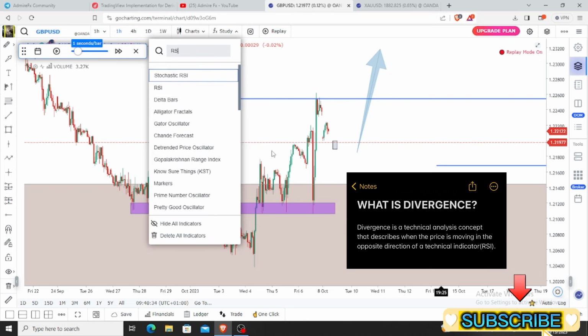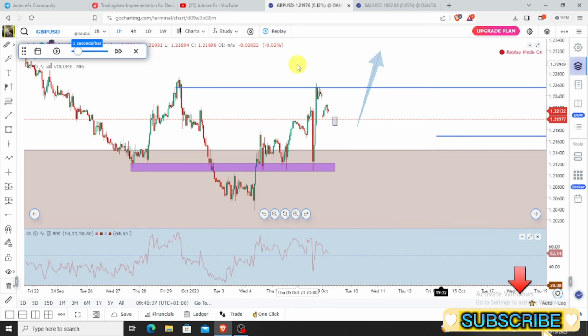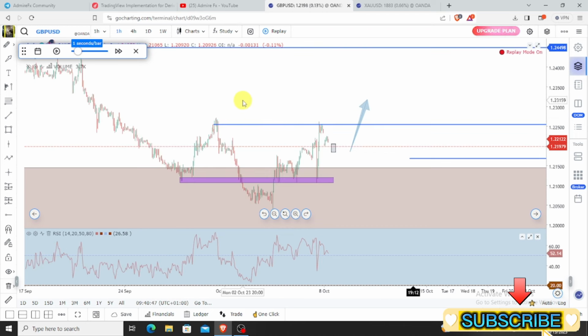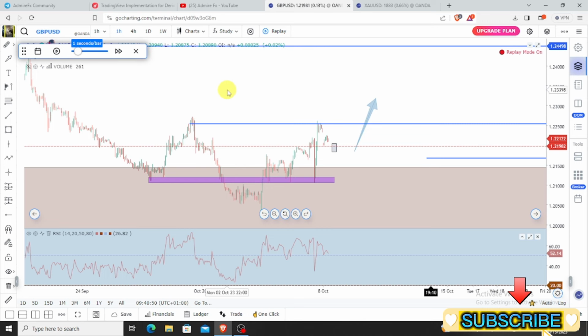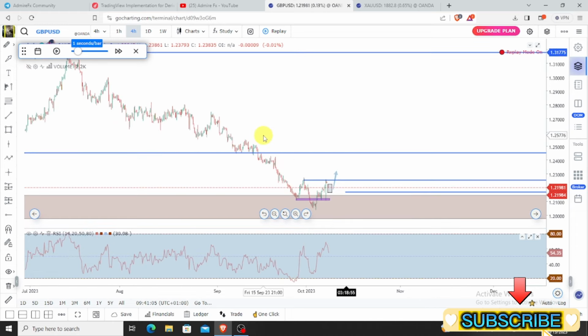So let me bring out my indicator to spot your divergence. You can use different indicators. Okay, either you use your MACD, you can use your RSI, you can use your moving average. Okay, but I prefer using my RSI. Okay, the RSI is fine for me to spot my divergence. So on the higher time frame, I was able to spot my divergence first of all, and where I spotted this divergence was not just any place on the chart, it was on the support level.